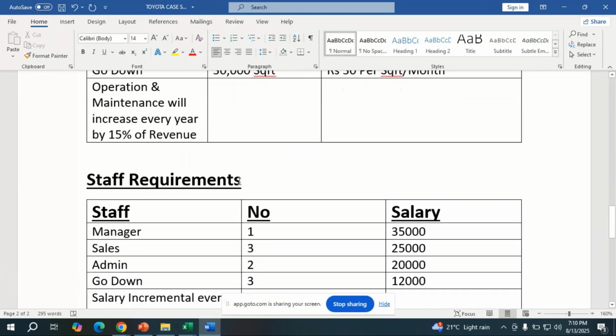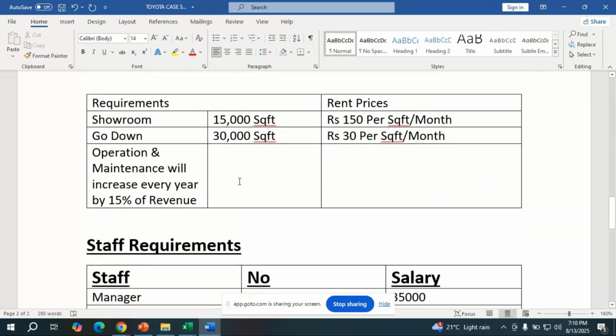So what are the requirements? We have two requirements: a showroom and a godown. For the showroom, the area required is 15,000 square feet, and the godown is 30,000 square feet because in the godown we store the bulk. The rental price for the showroom is 150 rupees per square feet per month, while for the godown it is 30 rupees per square feet per month.